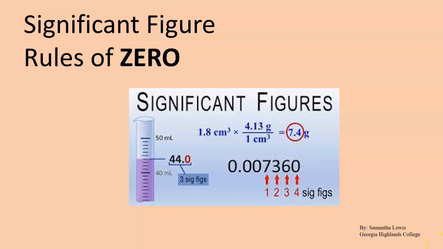Let's talk about significant figure rules of zero. There are 6 rules, and sometimes when we have zeros involved in our values, it gets a little bit confusing. So hopefully this video will help you to break apart the rules and understand them better.